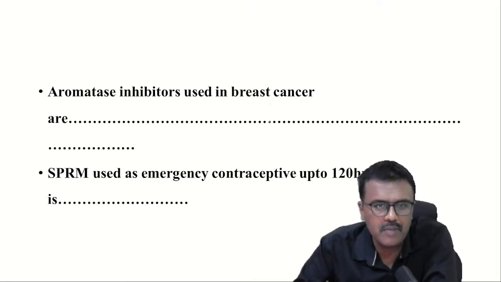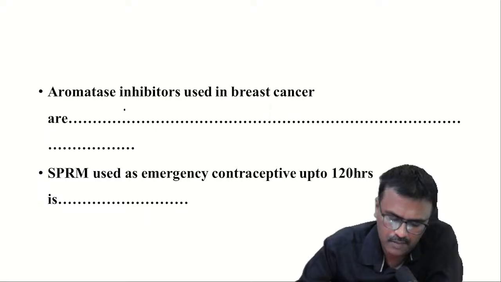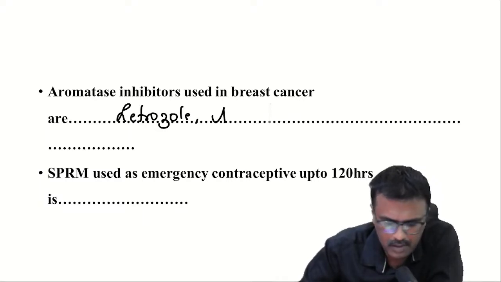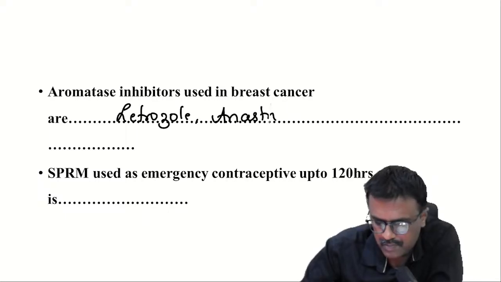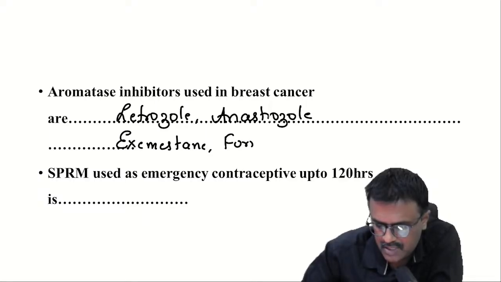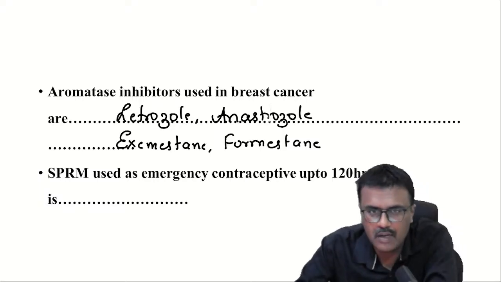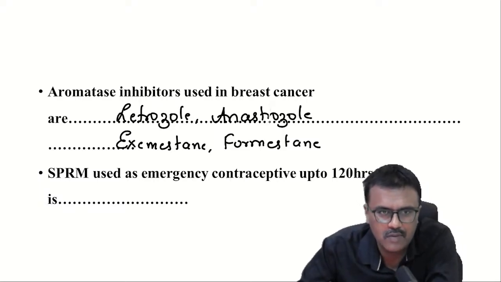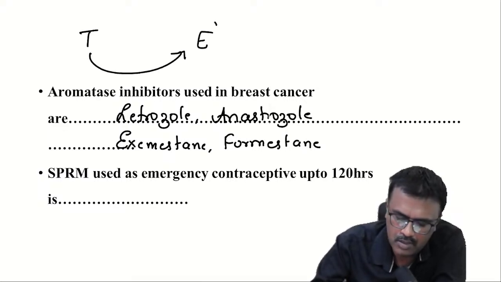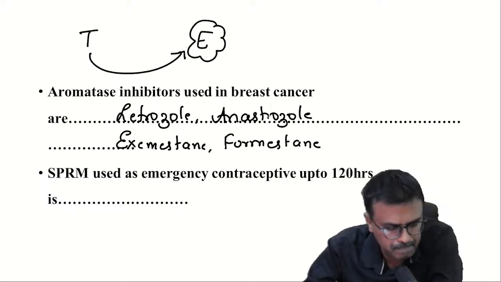Now coming on to aromatase inhibitors used in breast cancer, we have letrozole, then anastrozole. Then we have the mestane drugs, exemestane, formestane. So these are aromatase inhibitors used in breast cancer. What is the role of aromatase? Aromatase will convert testosterone to estrogen. This estrogen is going to cause breast cancer.